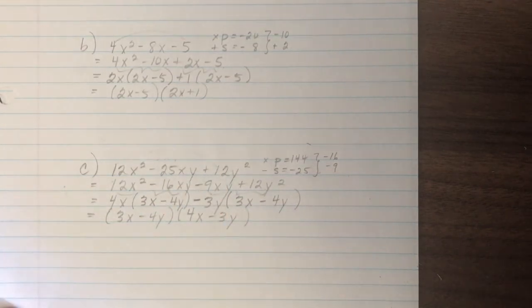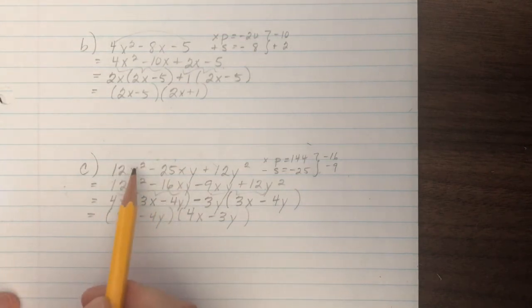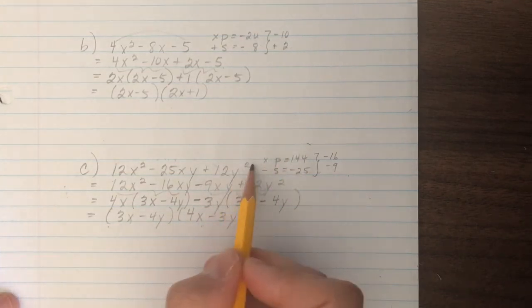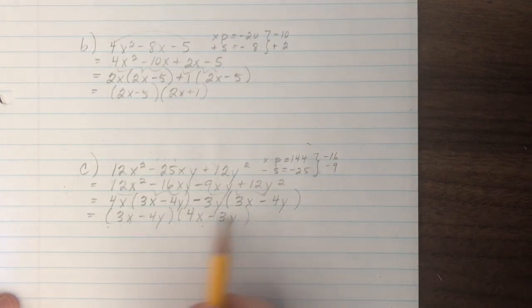Notice that since the first term contained an x squared, the first term in each bracket has to contain an x. And since the last term contained a y squared, the last term in each bracket has to contain a y.